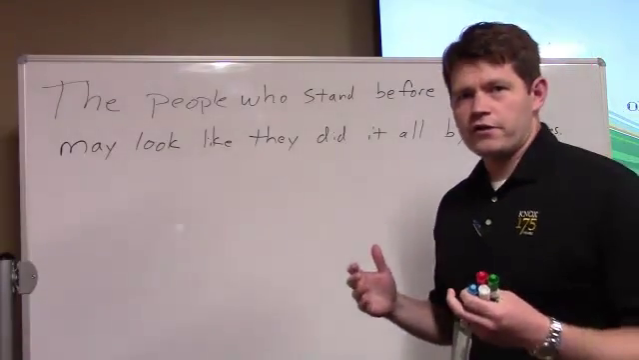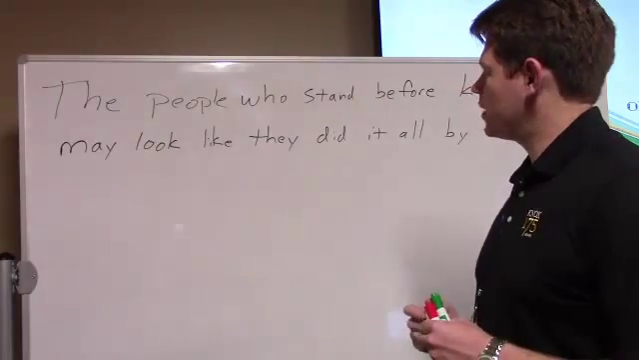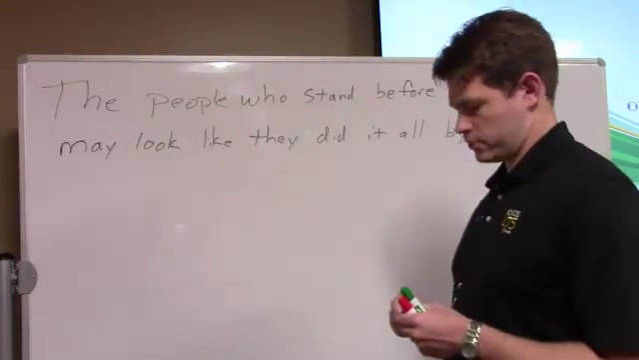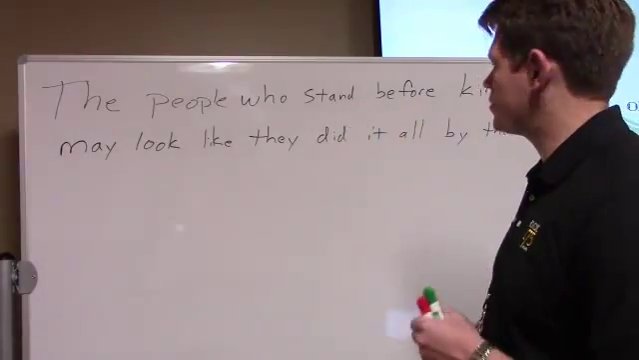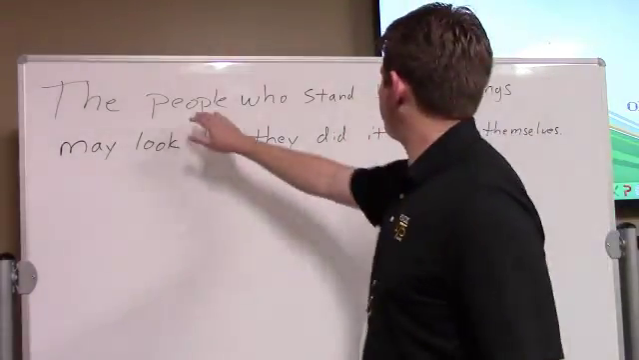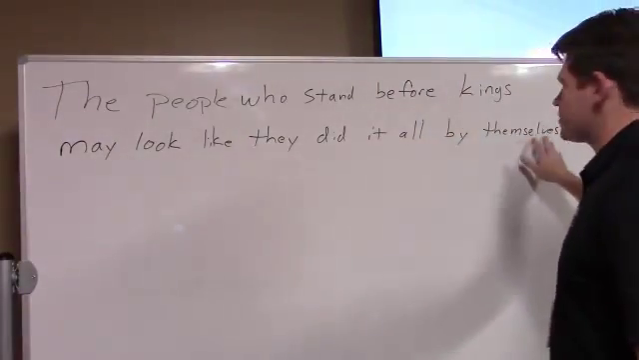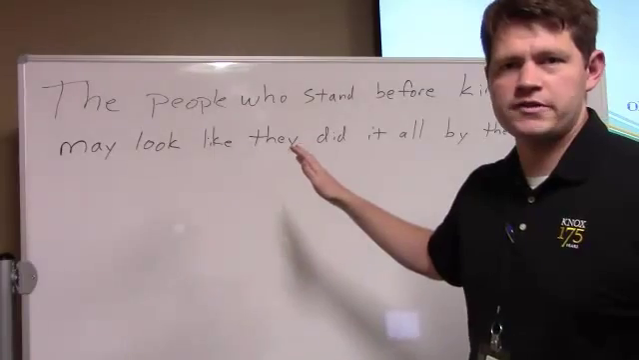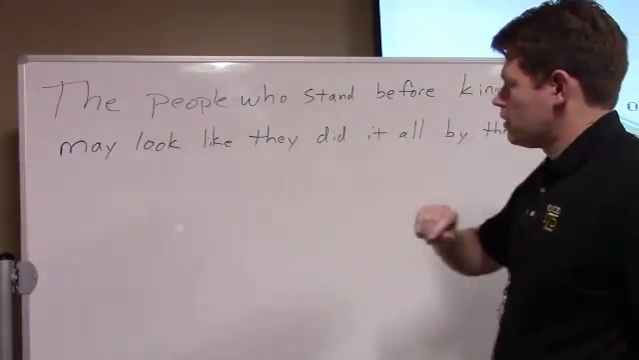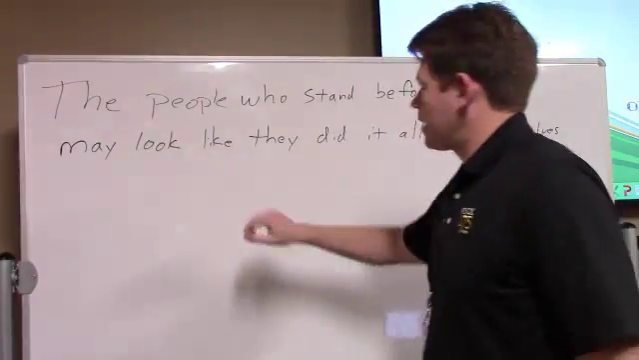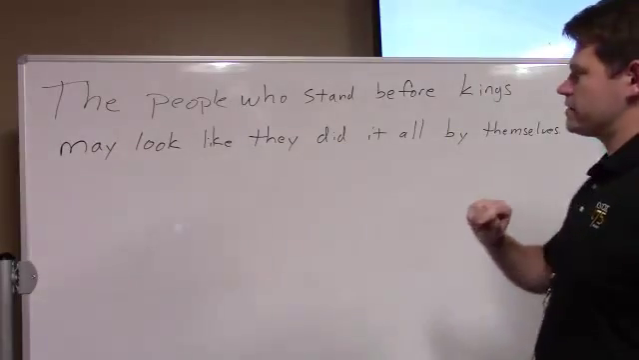And usually we start trying to figure out where the subject and where the verb is, but we actually have a problem here because we have several sets of subjects and verbs, right? Let's identify all the nouns that could be subjects and then all the things that could be verbs. We have people, kings, they, it, themselves. And these all seem like they could be subjects of sentences, right? And then we have things that look like verbs. We have stand, we have may or may look, we have like. We don't know how like is being used. We have did, and I think that's it, okay?